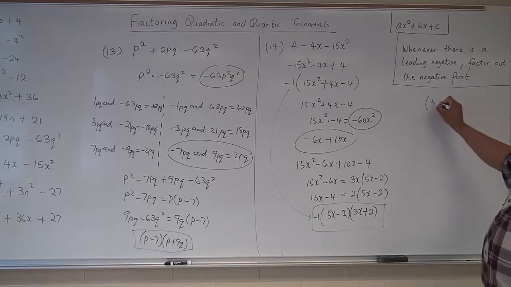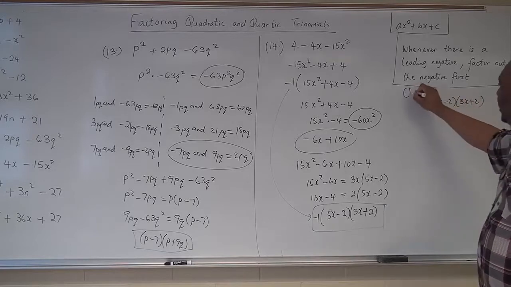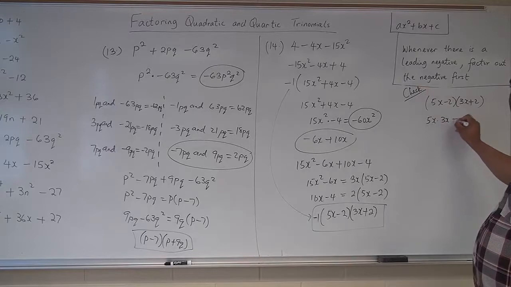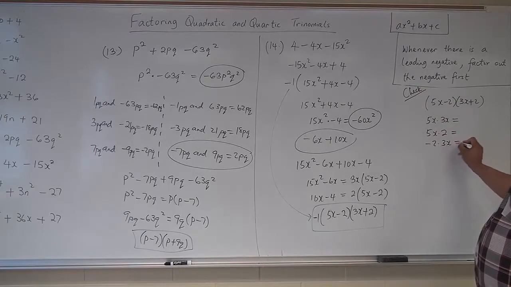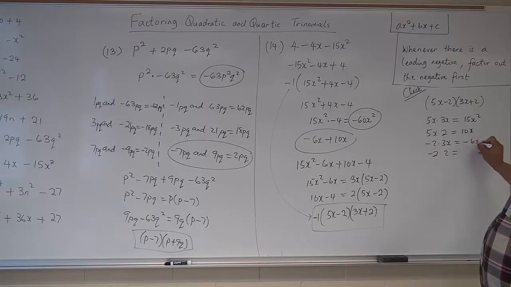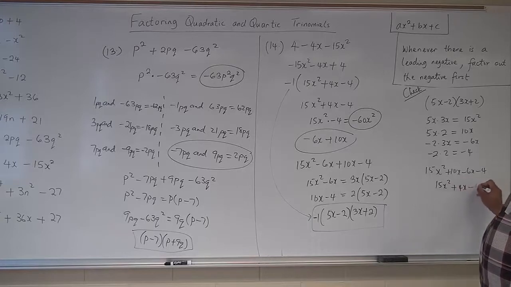Now, assuming we FOIL these, 5x minus 2 times 3x plus 2. This is checking it. This is 5x times 3x, 5x times 2, negative 2 times 3x, negative 2 times 2. So this is 15x squared, this is 10x, this is negative 6x, this is negative 4. So we have 15x squared plus 10x minus 6x minus 4. And we have 15x squared plus 4x minus 4.